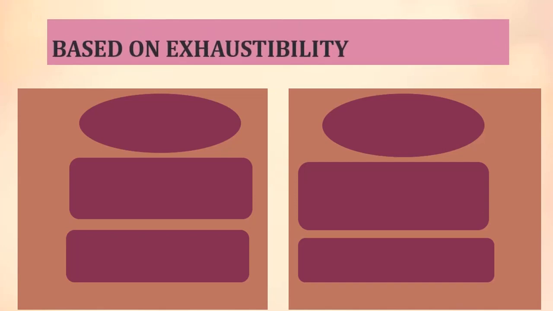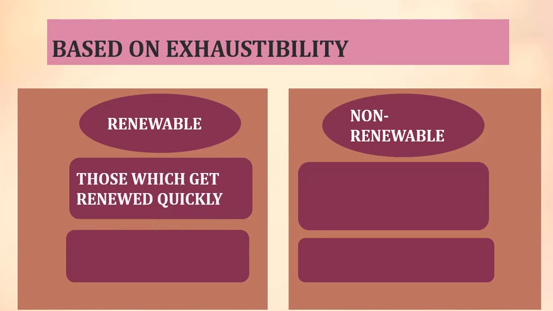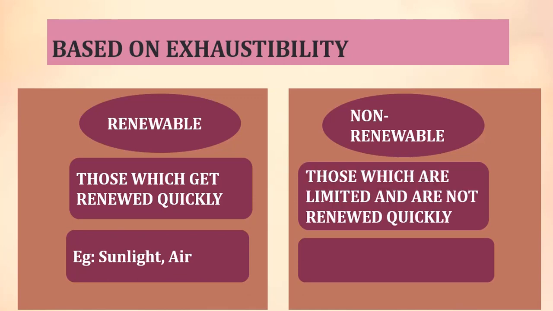Based on exhaustibility, we can classify resources into renewable and non-renewable. Renewable resources are those which get renewed quickly. Example, sunlight, air. And non-renewable resources are those which are limited and are not renewed quickly. Example, coal and petroleum.